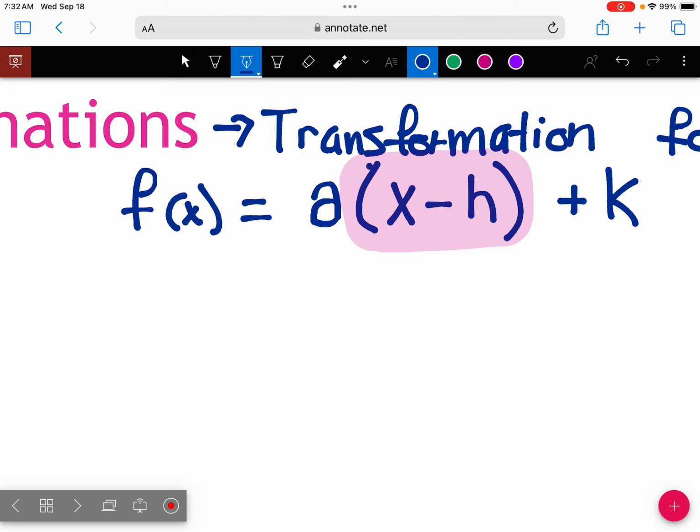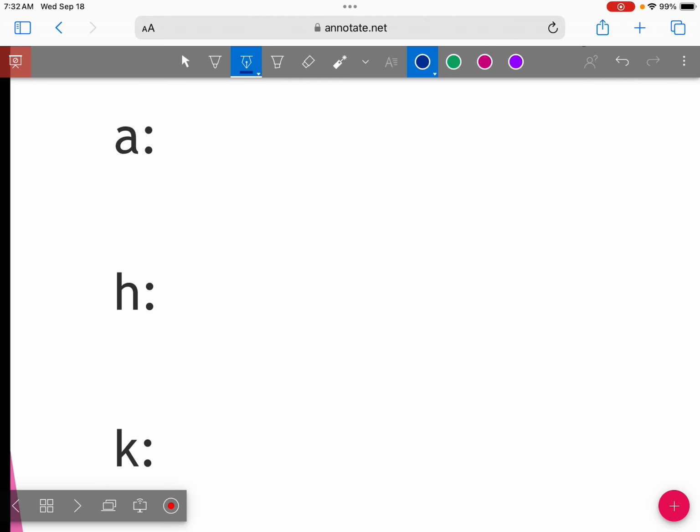So h and k are the easiest ones to do. Because h is horizontal. H is a hula. It goes left and right. So h is a horizontal shift.